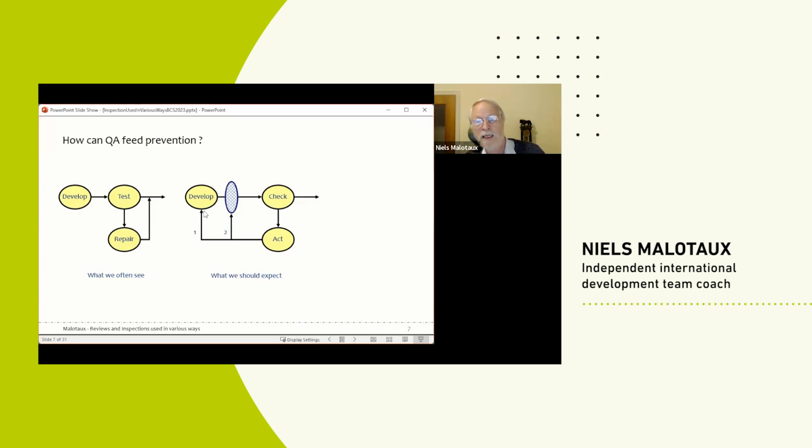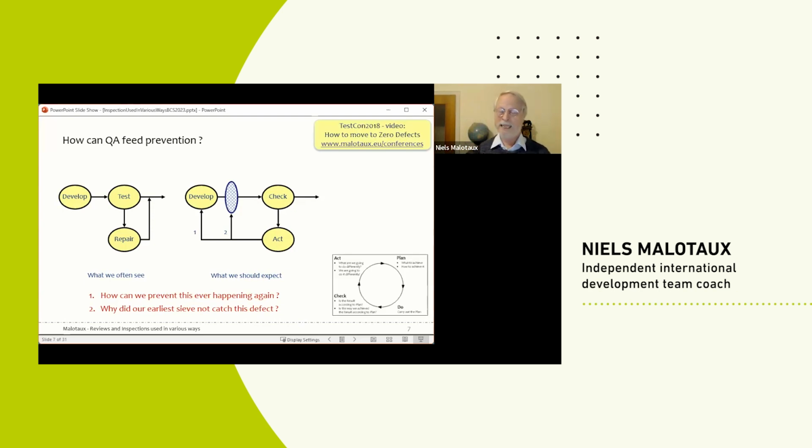But what we should do is we develop, we check that it is okay. If it is not yet, we do something about it, and that is twofold. How can we prevent this ever happening again? That means we are feeding the prevention process. And until the developers have learned to prevent making this error again, we have to improve the sieve that they didn't catch it immediately after injection. And of course, that's the plan do check act, the Deming cycle, or Deming called it plan do study act. I know, Tom.